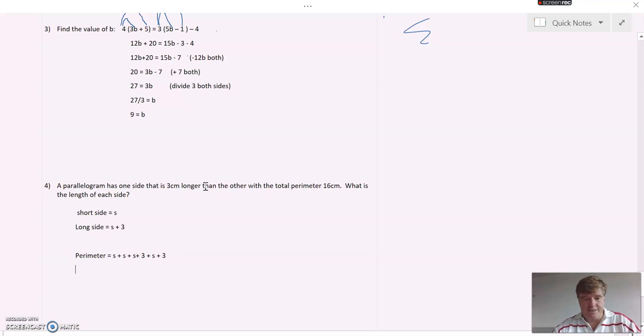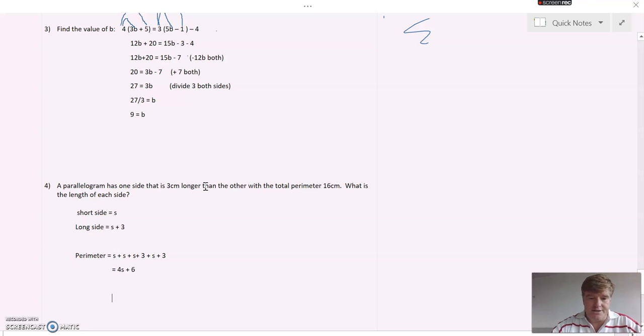So we can simplify this a little bit. We can put a few of these terms together. There's S plus S plus S plus S. If you've got a car plus a car plus a car plus a car, you've got 4 cars. In this case, S plus S plus S plus S is going to equal 4S. Plus 3 plus 3 is 6. So the perimeter, we can say, is 4S, 4 times the short side, plus 6. And now we're told that the total perimeter is 16.